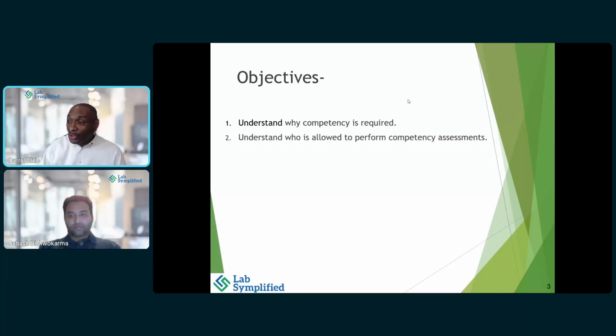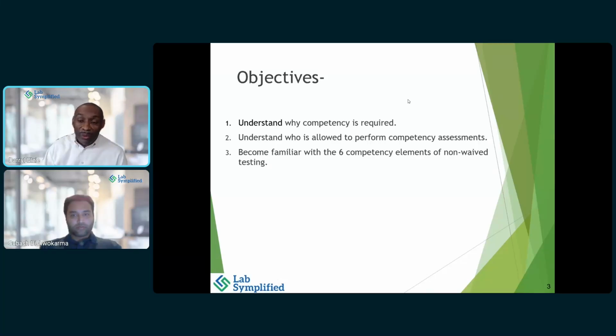Next, understand who is allowed to perform competency. That is an important thing. There were some changes last year. Congress had done some things, or approved some things that came out of the agency. It's opened the door for some of our laboratory workers, especially for our MOTs. We're going to talk about how they can have a greater role in the laboratory, and competency is a part of that.